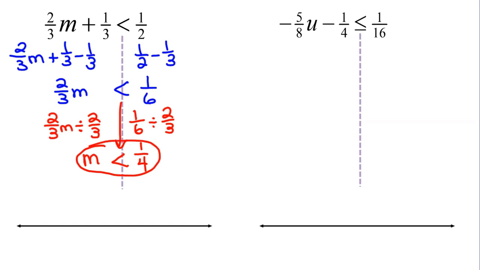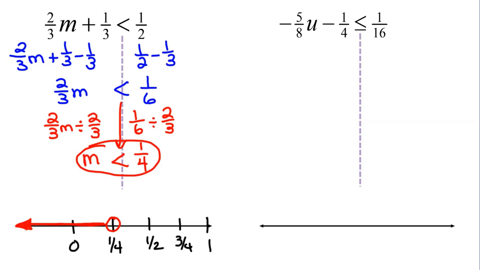So again, I'm going to graph this solution. 1/4 would be here. Count by 1/4: there's 0, there's 1/2, there's 3/4, and then 1 would be right here. M is less than 1/4, so 1/4 is not a solution, so that's an open circle, and then everything to the left of 1/4 is a solution. Everything less than 1/4. And there we've solved it, just like we solved all of our other two-step inequalities.